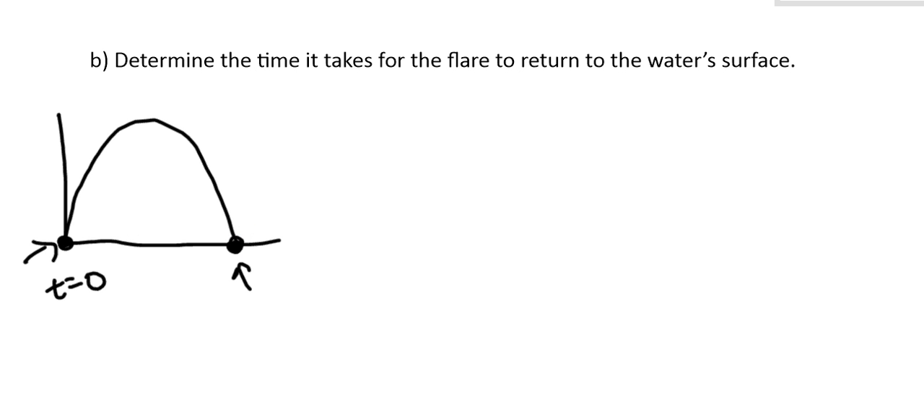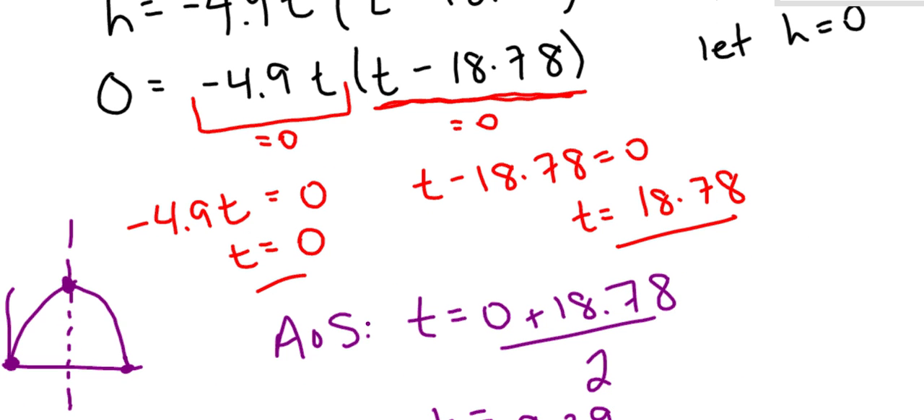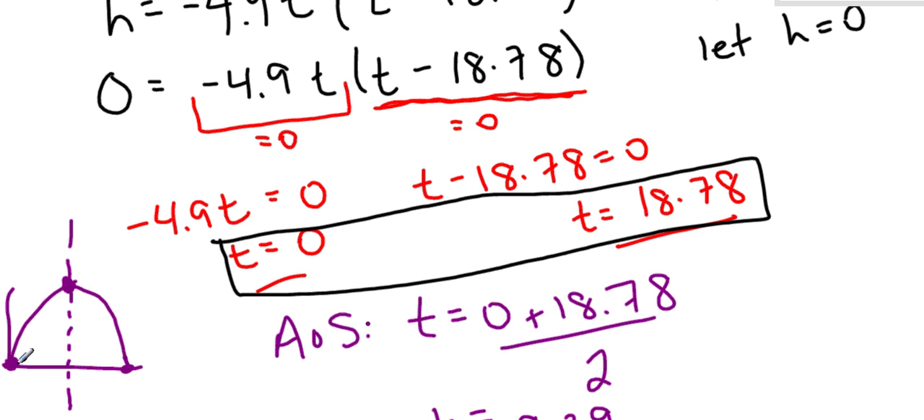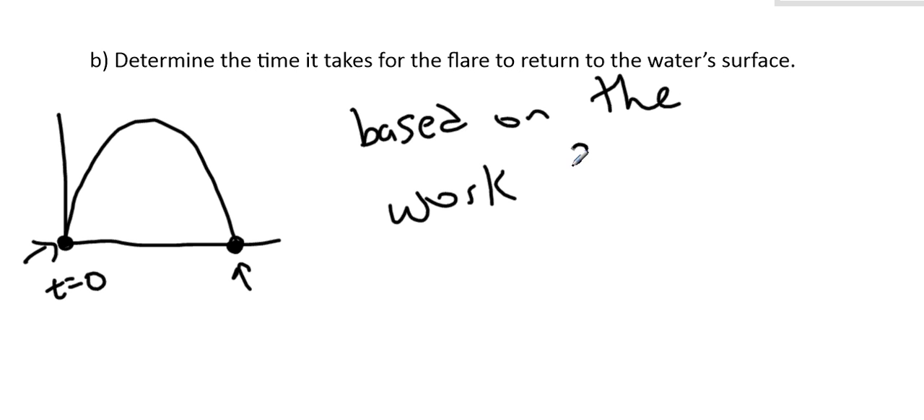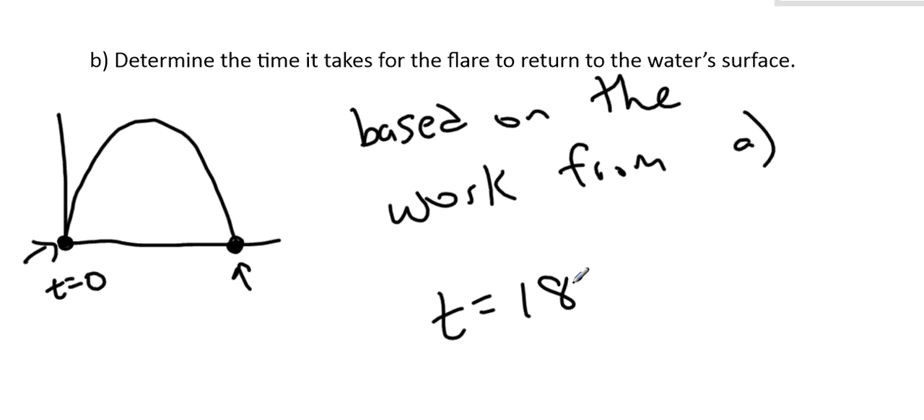And think about the math we just did. We just found the roots of this function. We found 0 and 18.78. So in fact, we already did the math for this question. So based on the work from part A, we know that it took 18.78, or let's say 18.8 seconds, to go all the way up and come back down. So we already did that.